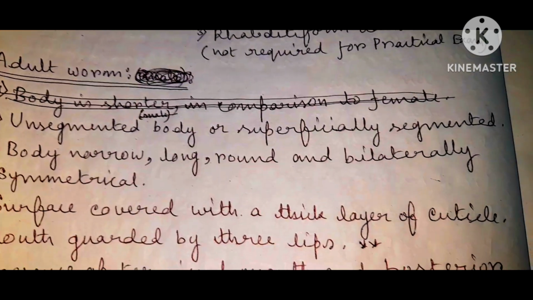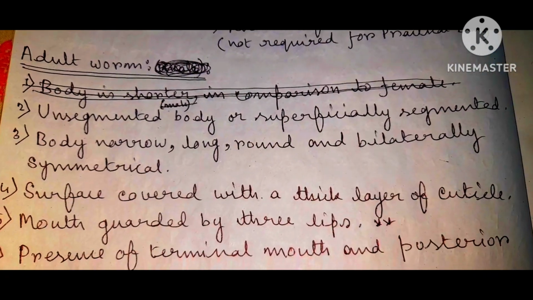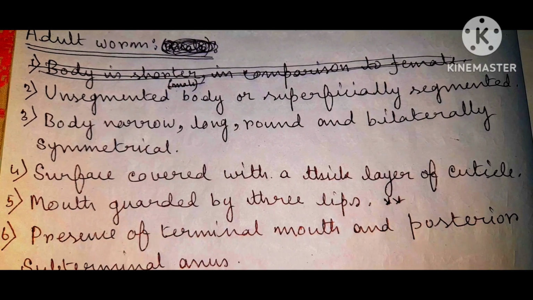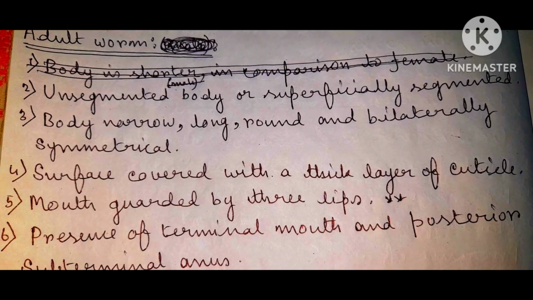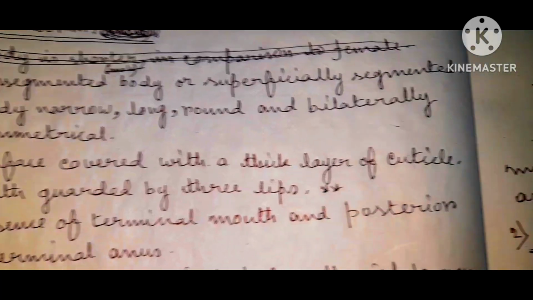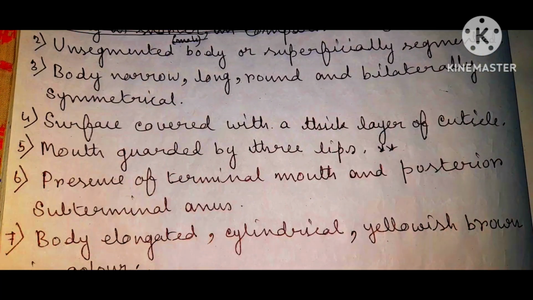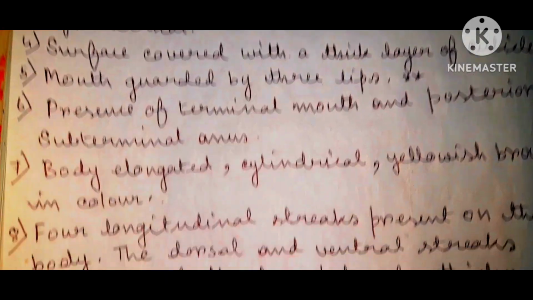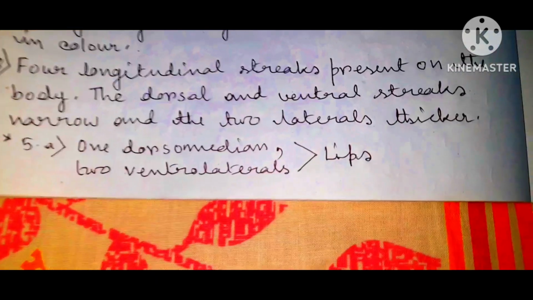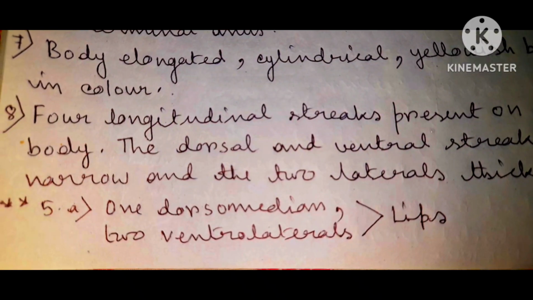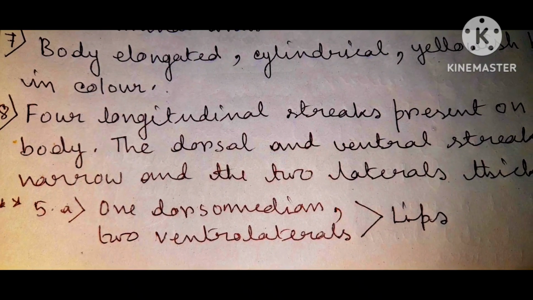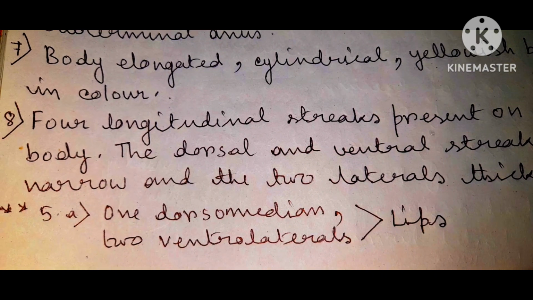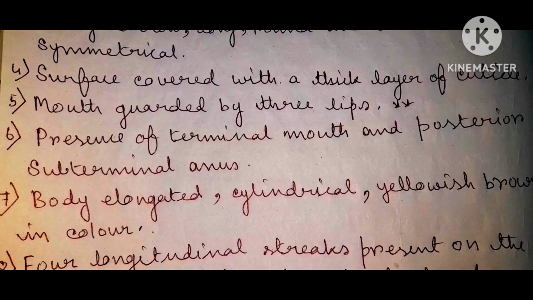Unsegmented body or superficially segmented. Body narrow, long, round and bilaterally symmetrical. Surface covered with a thick layer of cuticle. Mouth guarded by 3 lips. Then extension, point mentions as 5A. Description of these lips: 1 dorsomedian and 2 ventrolateral lips are present.